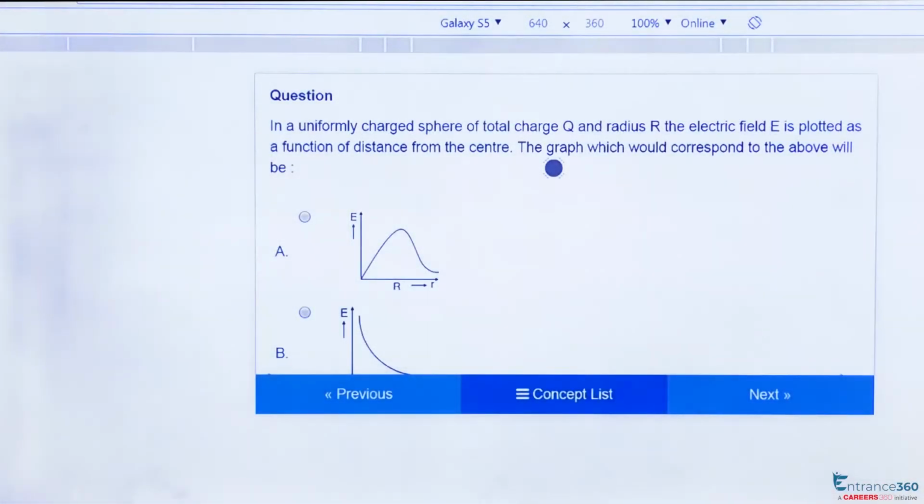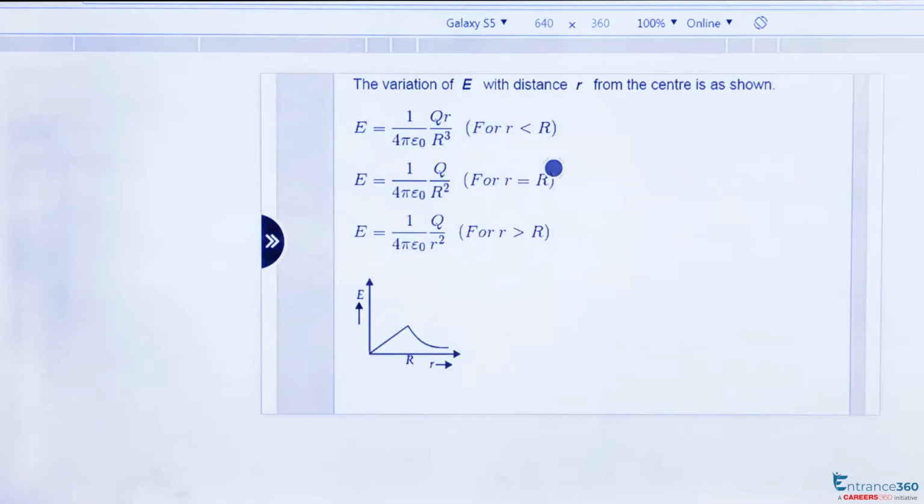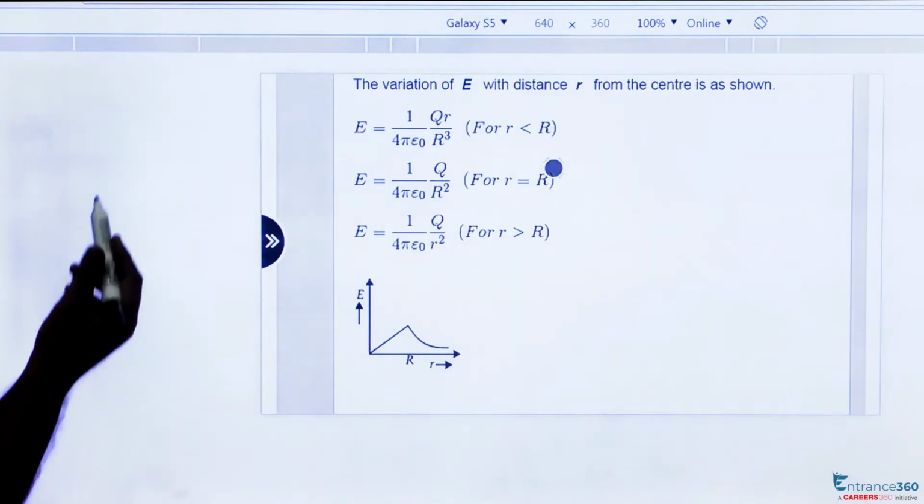This question is from the chapter electrostatics, which is a direct, formula-based question for which we have derived formulas. We have to get the graph for those formulas and relations. So we have to find the change in electric field as a function of distance from the center for a uniformly charged sphere.